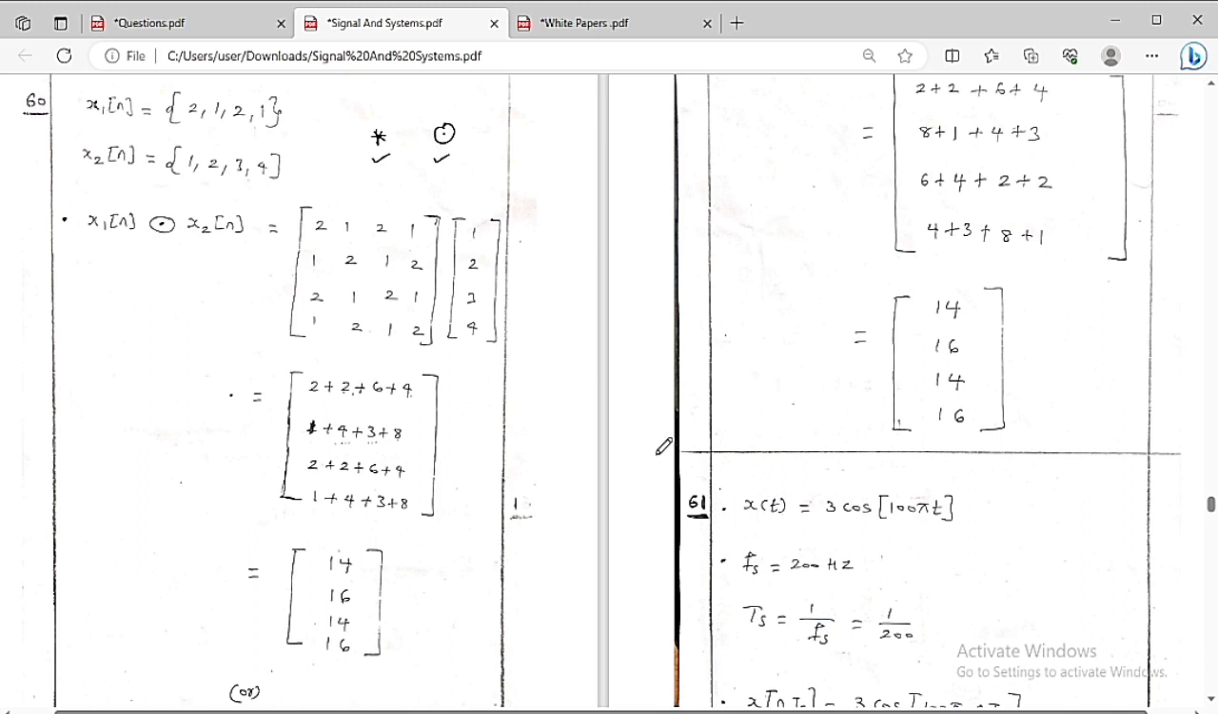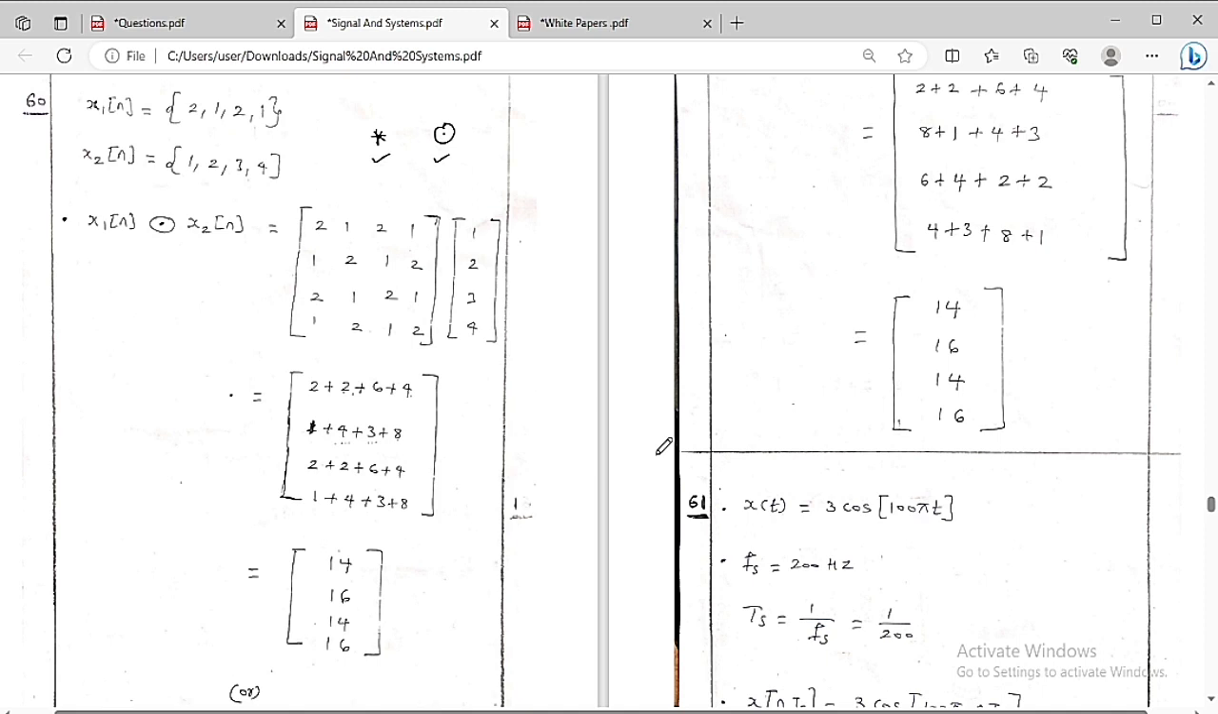So normal convolution means we can do it by the tabular method or the convolution by the standard procedure. But this circular convolution we can do by this matrix method. So by this matrix method we can get the circular convolution output in a very easy manner. So you have to always keep these things in your mind.